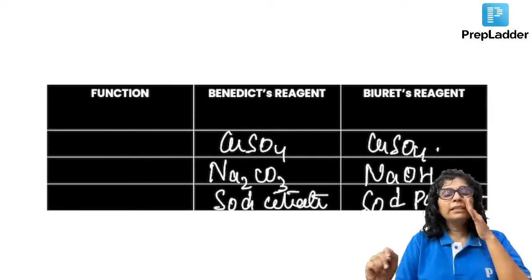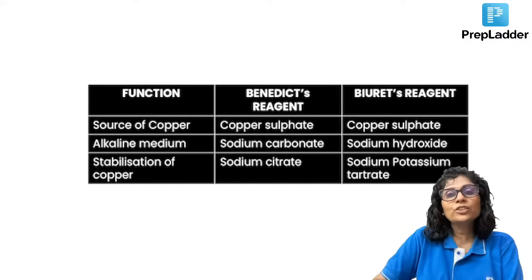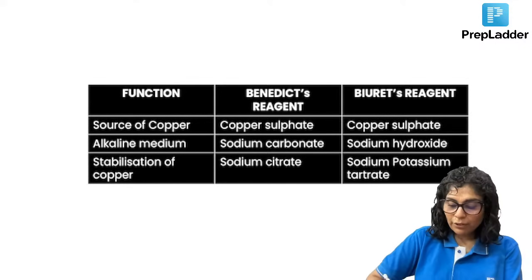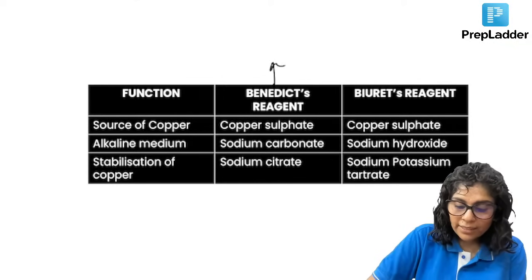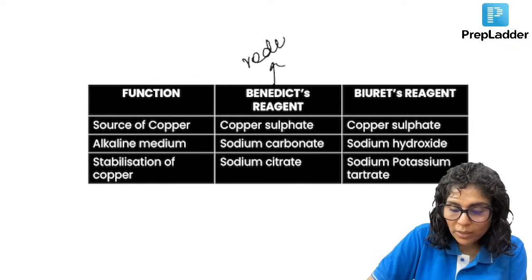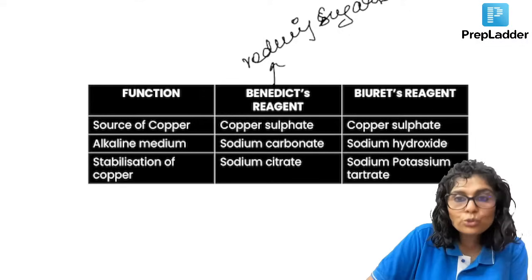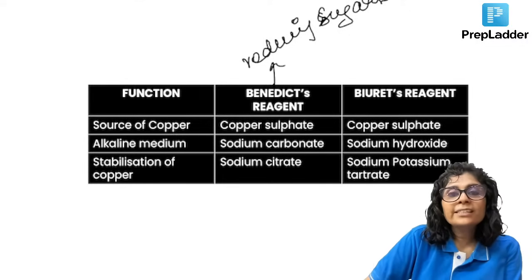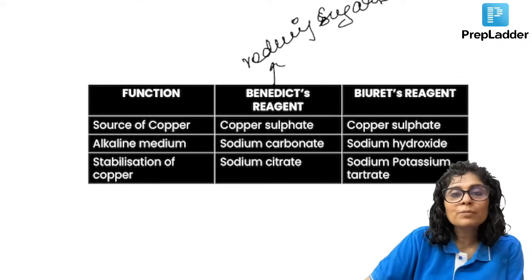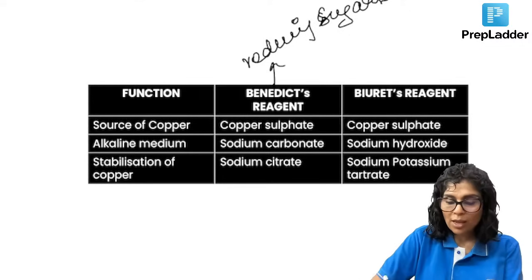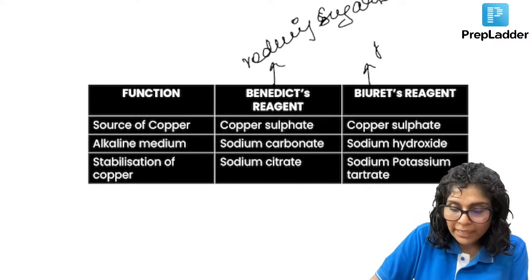So can you tell me the differences between Benedict's reagent and Biuret's reagent? The first difference is Benedict's reagent is used to find out the presence or absence of what, all of you? Reducing sugars. Benedict's is used to find out the presence or absence of reducing sugars. Biuret is answered by tripeptides and above.